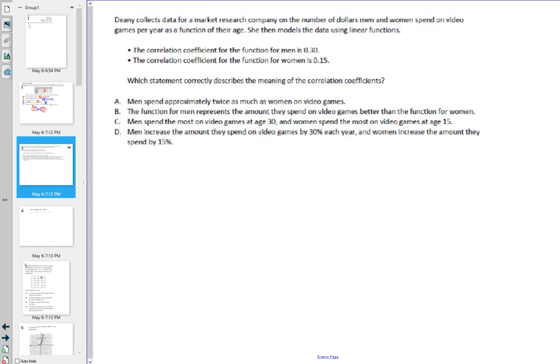Which packet is this one in there? I thought I had put them in order. Now it jumps to the bottom. Right.